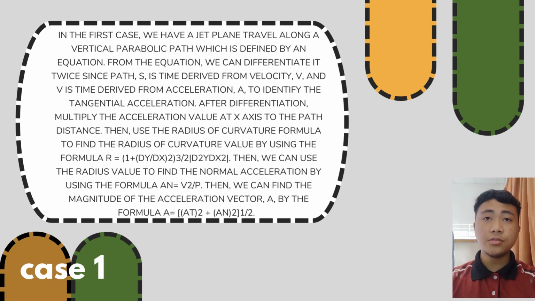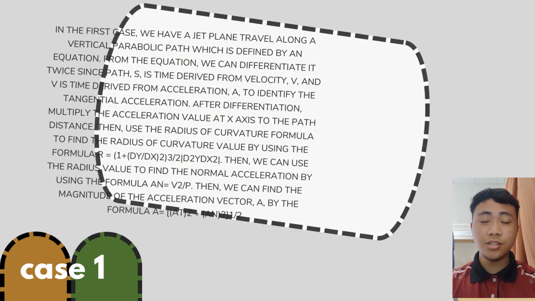For the discussion in the first case, we have a jet plane traveling along a vertical parabolic path, which is defined by an equation. From the equation, we can differentiate twice, since path s is time-derived to velocity v and velocity is time-derived to acceleration, to identify the tangential acceleration. After the differentiation, we can evaluate the value at the x-axis position. Then, we can use the radius of curvature formula to find the radius of curvature value. Then, we can use the radius value to find the normal acceleration by using its formula. And lastly, we can find the magnitude of the acceleration vector since we have both the normal and tangential components, using the formula of the magnitude of the acceleration vector.